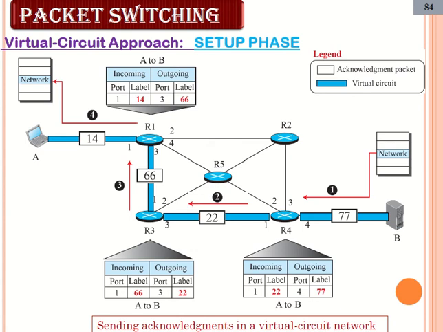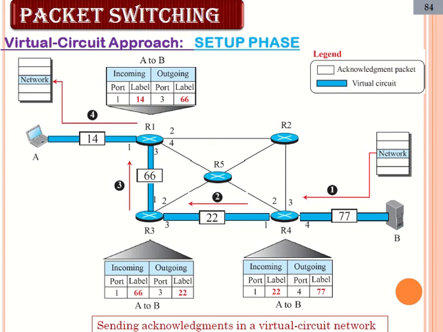So now the request packet has been sent from the source A to destination B. In response to this, the destination B has to send an acknowledgement packet. It has to originate from B and move towards the source A. The task of this packet is to complete the entries in the switching table.